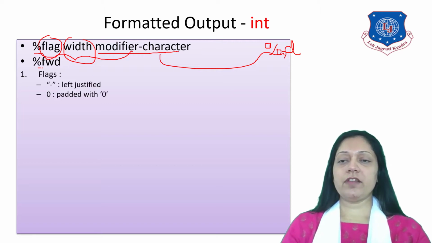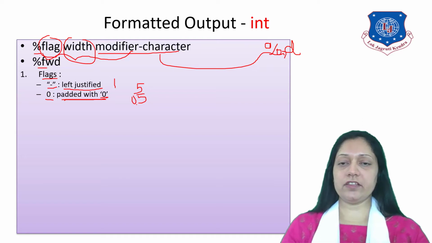Now, what is the flag? The flag has two values: either it can be minus or it can be 0. If it is minus, the integer value is displayed in a left justified format, which means the values are displayed from the left hand side of the screen. If the flag is 0, then the integer value will be padded with 0. That is, if you have 5, then it may become 05 or 005 and so on, as per the formatting we have applied. So the flag's value can be either minus or 0.